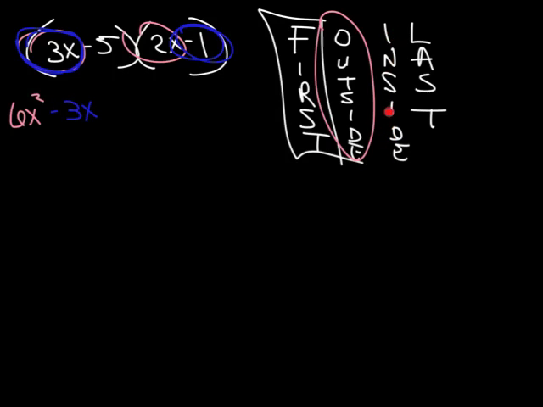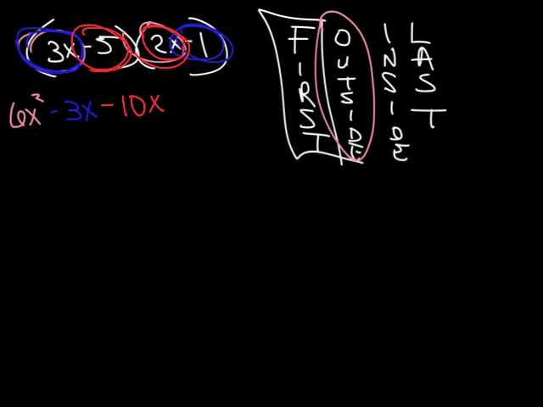Next part is the inside. The inside numbers are negative 5 and 2x. Those are the ones that are the furthest inside, the closest to each other. So negative 5 times 2 is negative 10, and again we just tag the x on there.